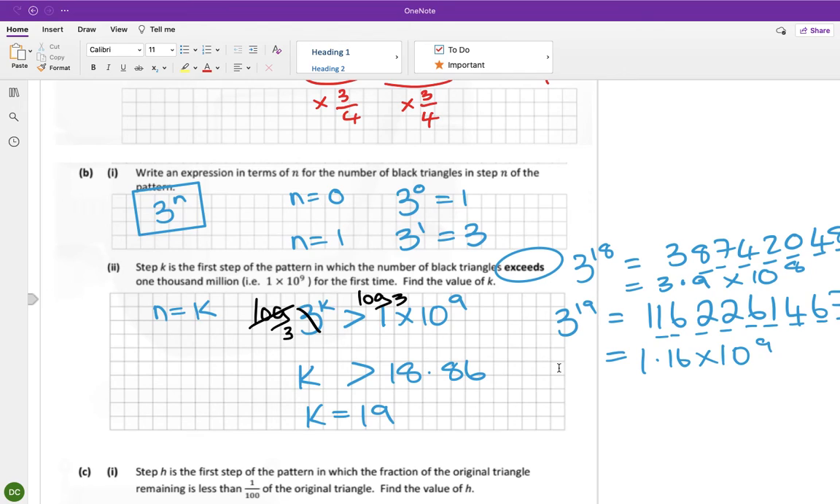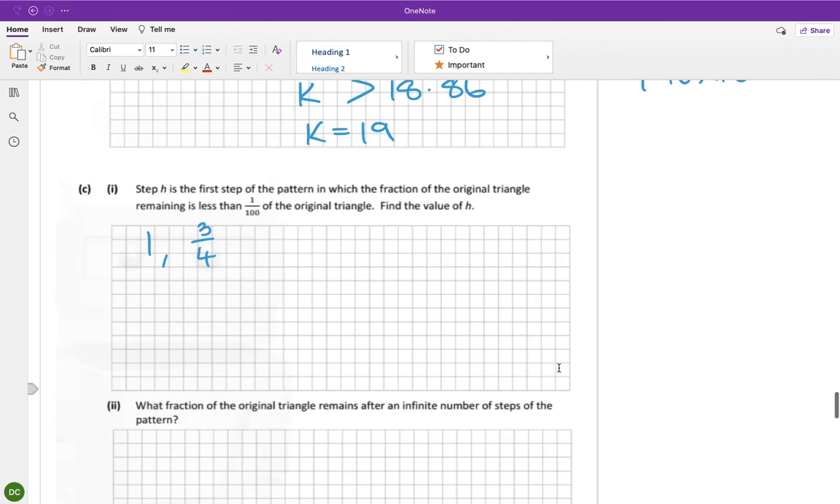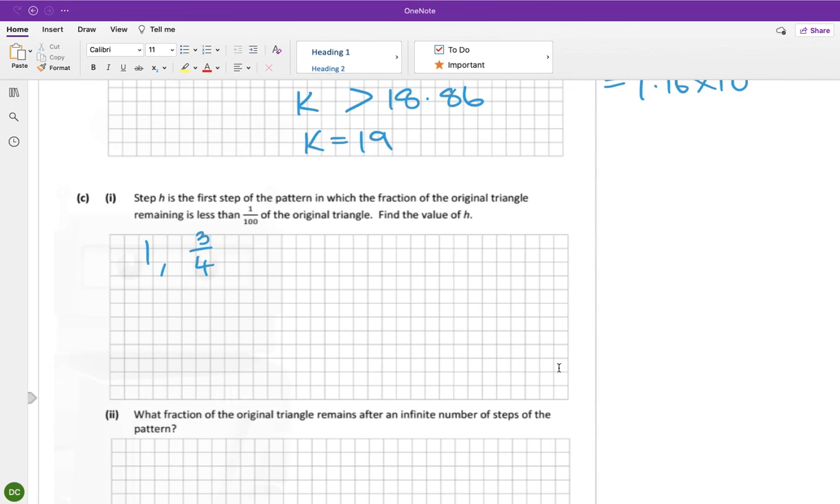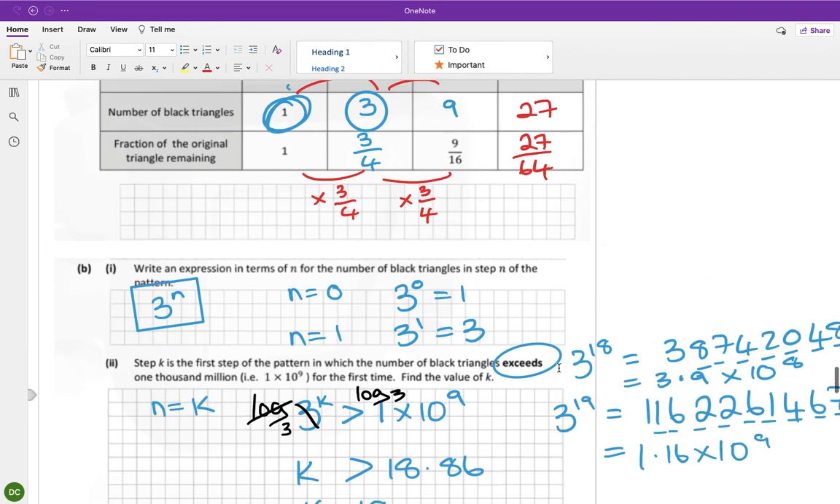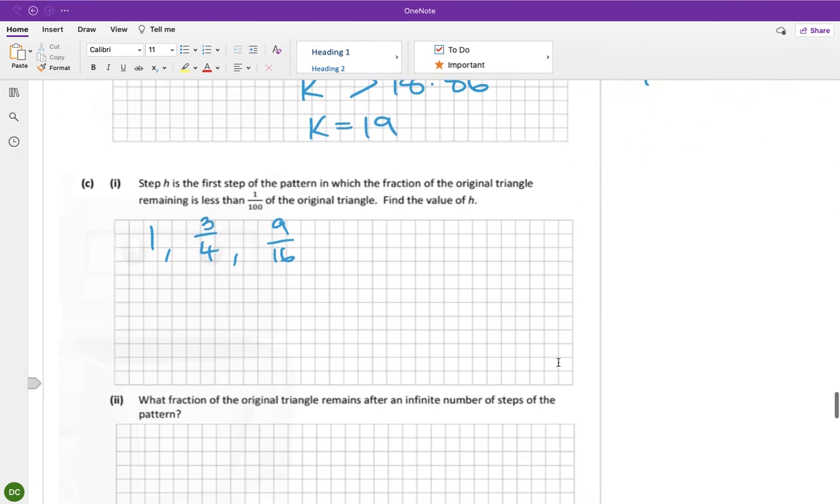Step H is the first step of the pattern in which the fraction of the original triangle remaining is less than 1 over 100. Find the value of H. Okay, so this is a different sequence. So 1, 3/4, oh sorry, 9/16 and 27/64.